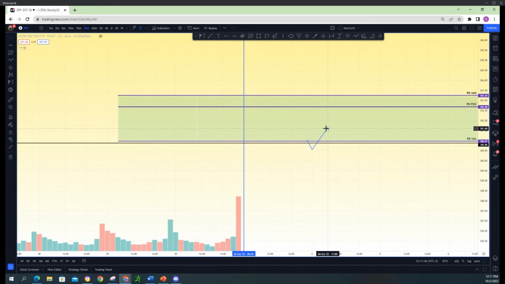Is stop loss normally a percentage, or normally on a particular level? I usually, 99% of the time, base it on the level. Level. Okay, thank you.